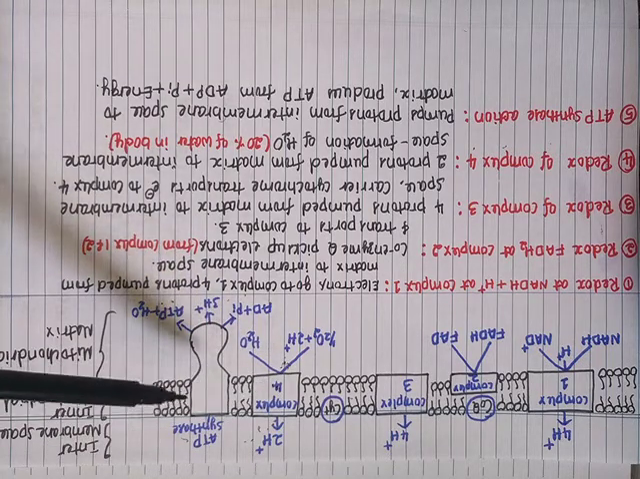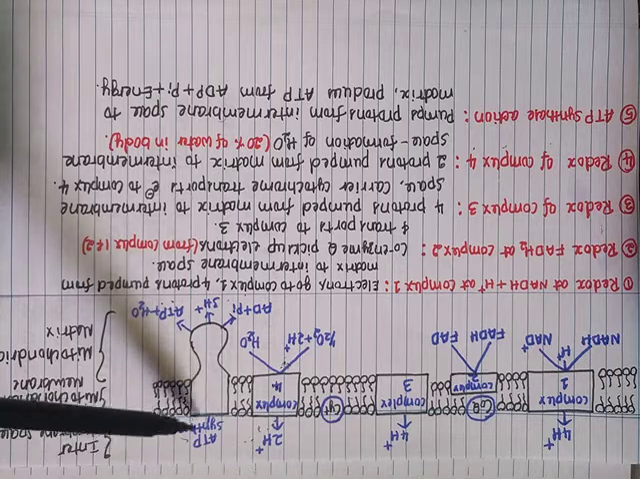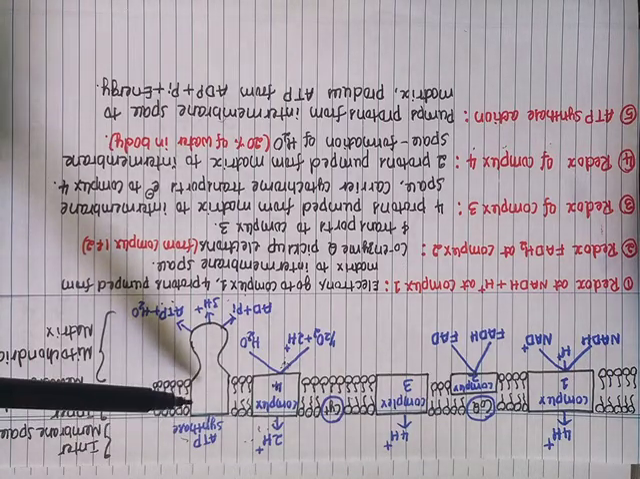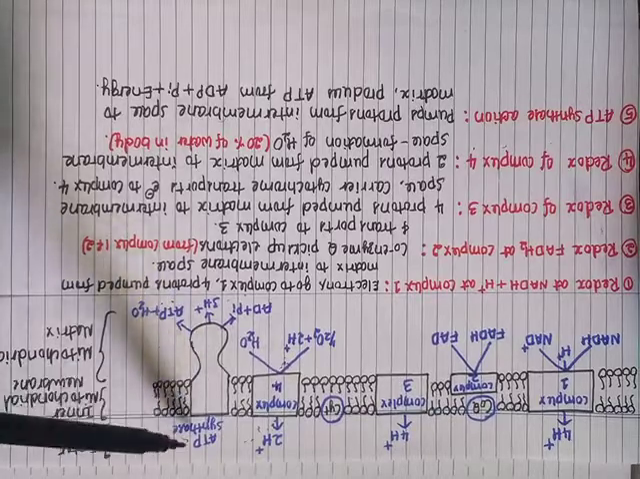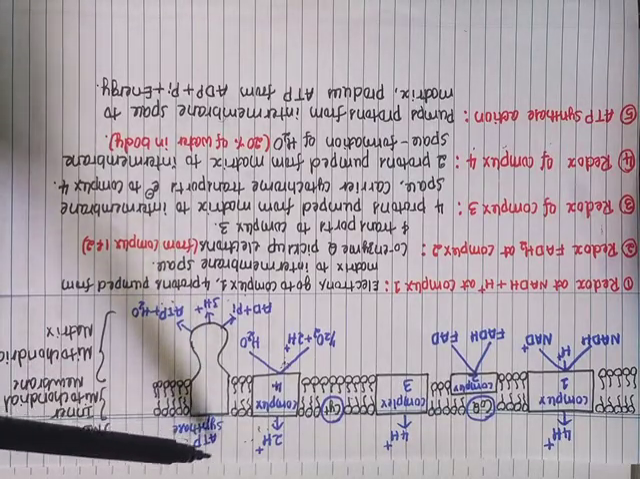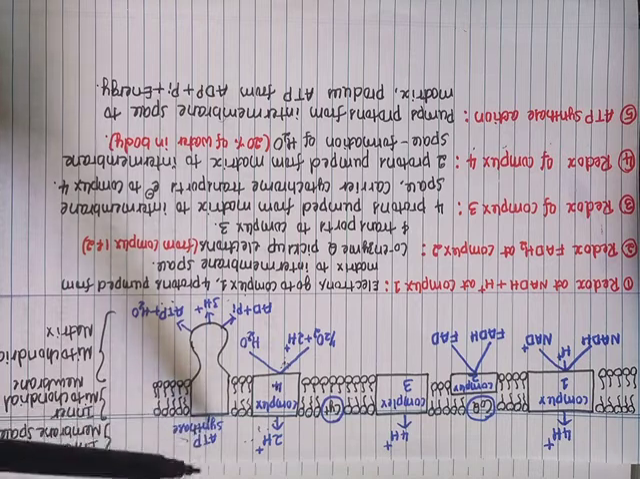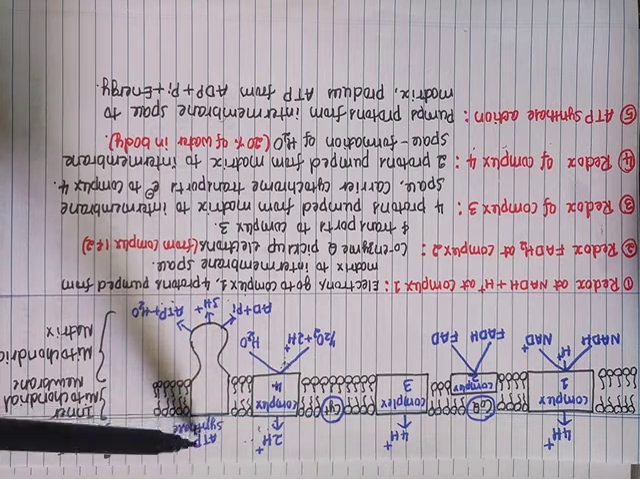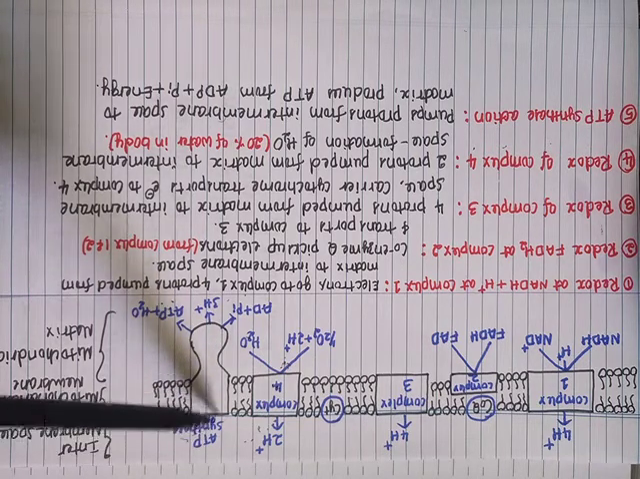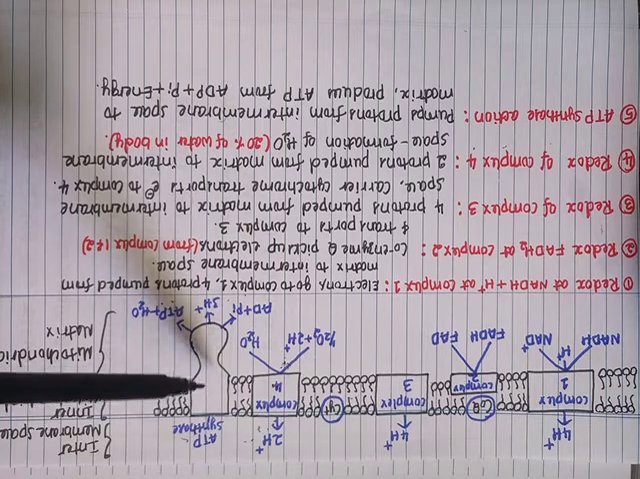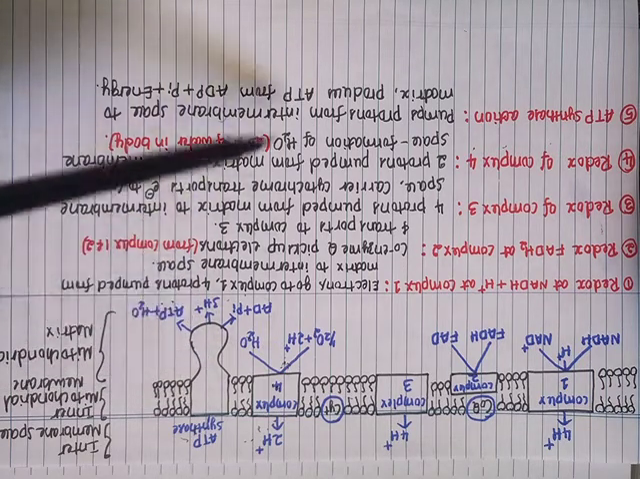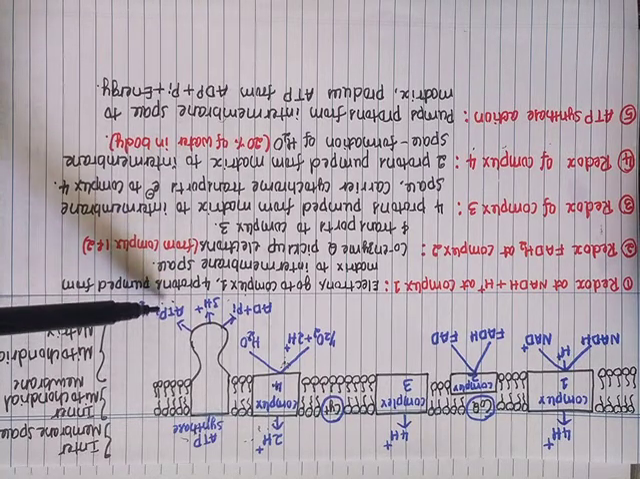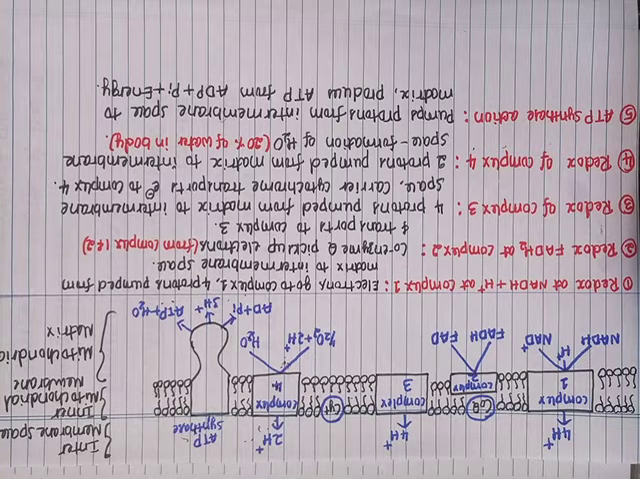Finally, what happens? ATP synthase is an enzyme which pumps protons from the intermembrane space back into the matrix, and that results in the formation of ATP. This is the schematic representation of the mitochondrial electron transport chain.